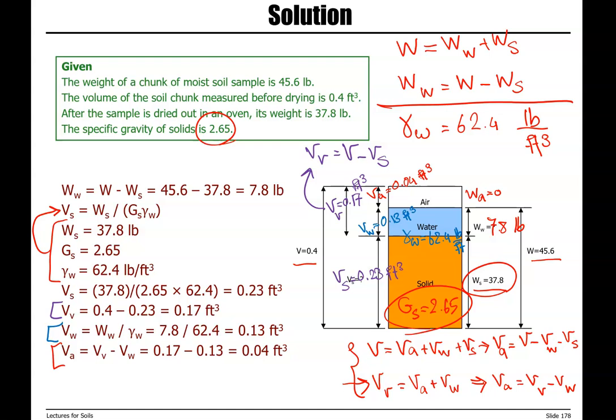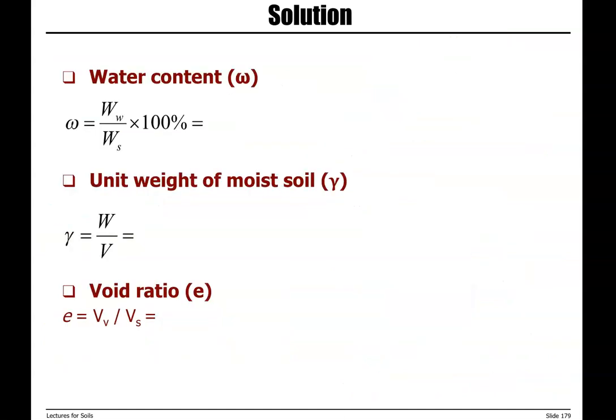Now that you have all these numbers, you can calculate whatever was asked from you. So the question asked us for water content, which is weight of water divided by weight of solids times 100. Water content is 20.6%.